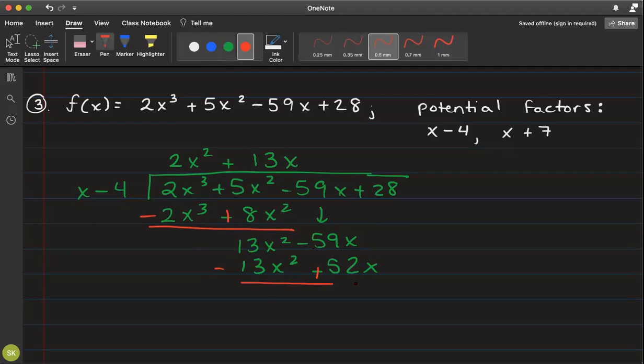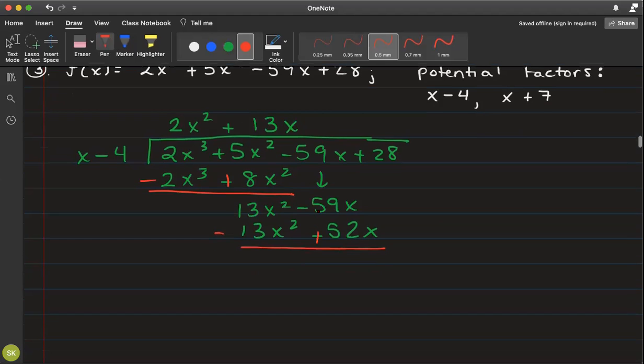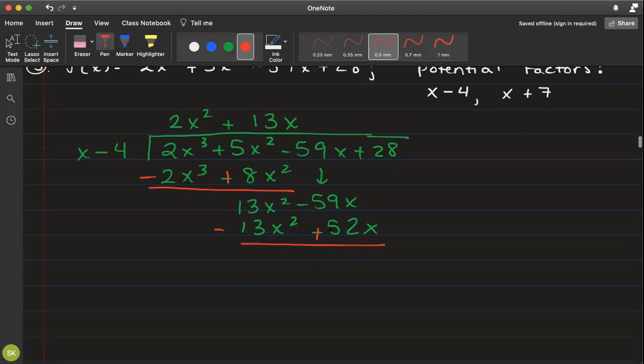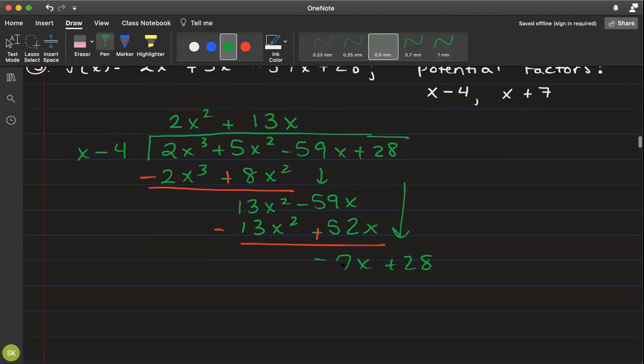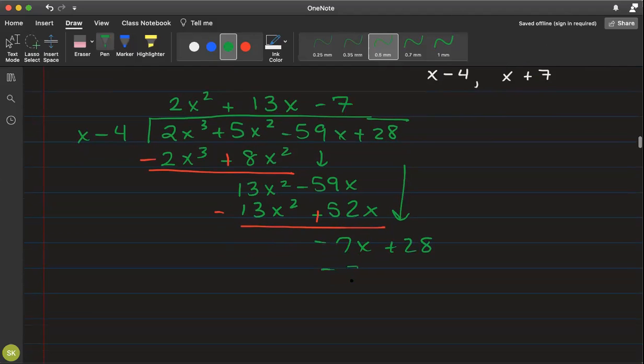Okay, and then this becomes 0. Notice that this is a negative 59 and this is a positive 52. So this becomes a negative 7x. Pull down the 28. And then negative 7, we need to multiply that x by this negative 7 to get that. So we get negative 7x. And this becomes a positive 28. Now we subtract this, so we change all the signs. And then you notice that we get 0, which is our remainder.